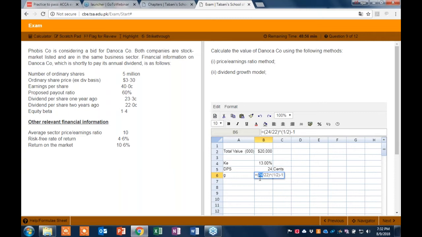So 24 is the latest dividend, which is just expected to be paid. 2 years back, the dividend was paid as 22 cents. So it has grown at a particular rate, which is 4.45% per annum. So we've got the growth, we've got the dividend per share. Now let's calculate price per share, and then the total value of the company. Price per share is dividend per share into 1 plus growth, divided by KE minus growth.